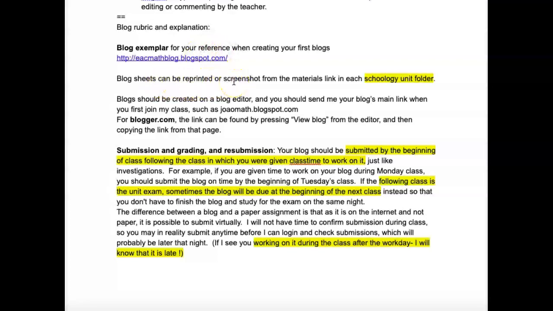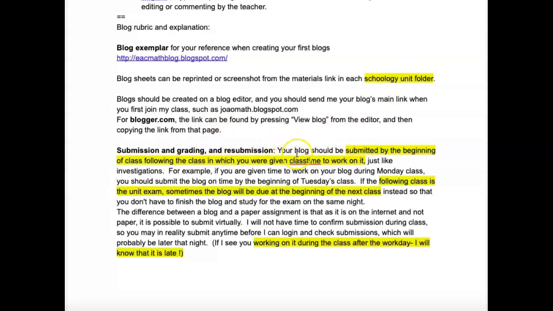If you lose your blog sheet, which is not going to happen in the online class because I'm giving you a link to it, but if you lose the paper on campus and you want the paper and you have a printer at home, you can go to the School as a Unit folder and reprint it, okay? It's together with the problem set and other things. I'm just going to look at the highlights again because some of this stuff is repeated, okay?